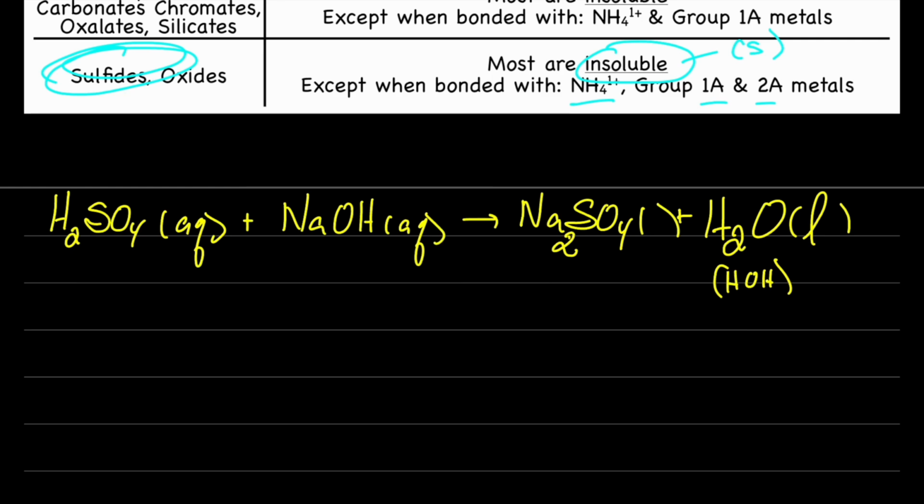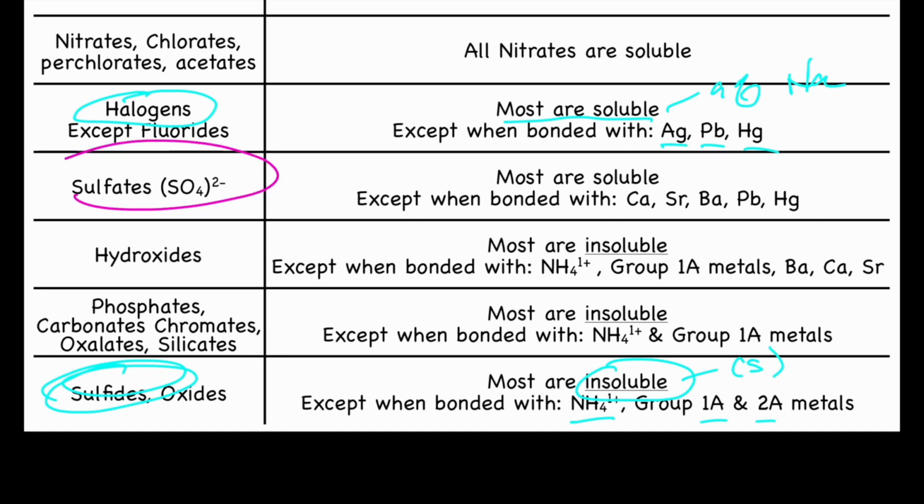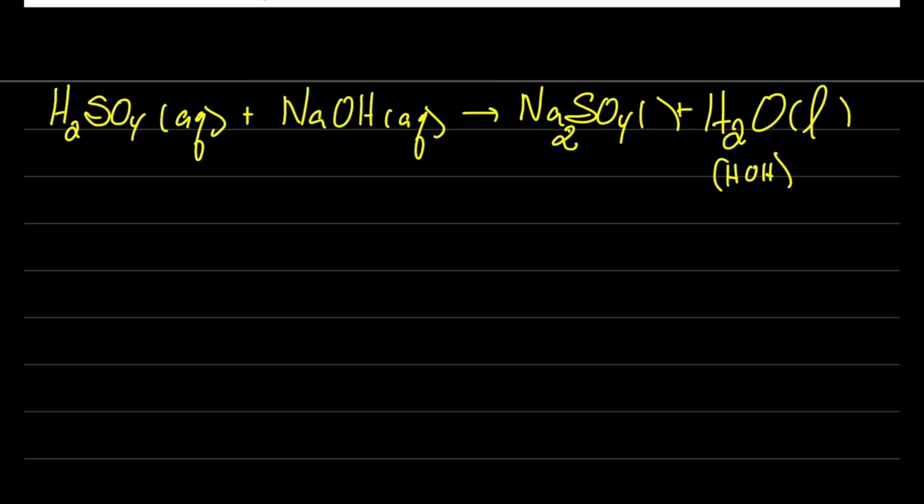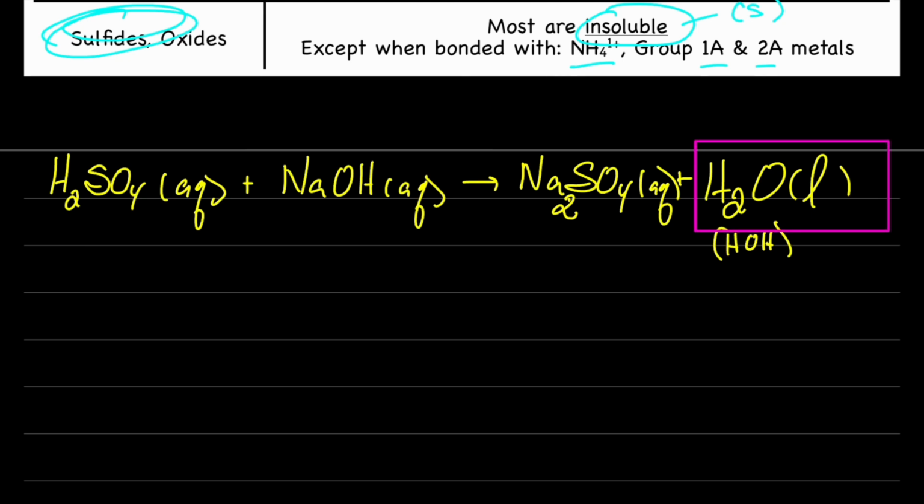We do, however, need to look up sodium sulfate. So we're going to find sulfate, sulfate, sulfate, sulfate. Okay, most are soluble, meaning aq, except when bonded with calcium, strontium, barium, lead, or mercury. Ours was hooked up with sodium, so we are aqueous here. Yeah, there you go. So did we make an actual product? We did. Our actual product here is our water. Okay. And then our very last step is to balance.